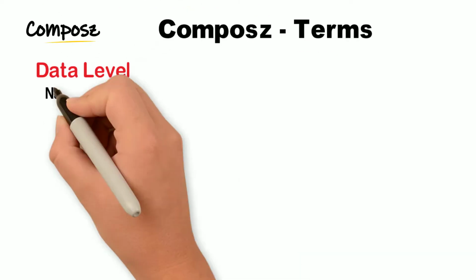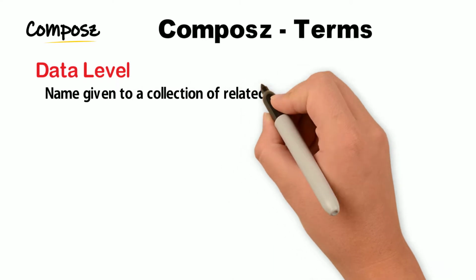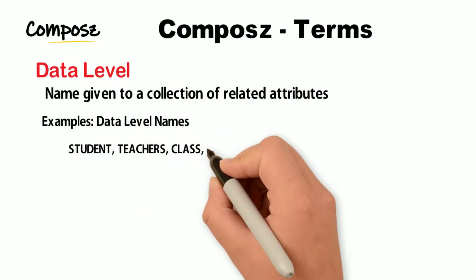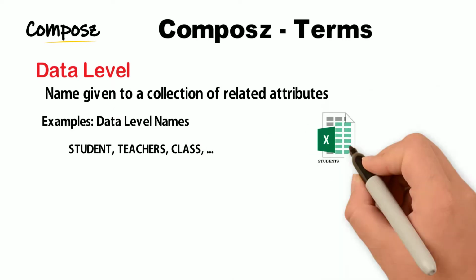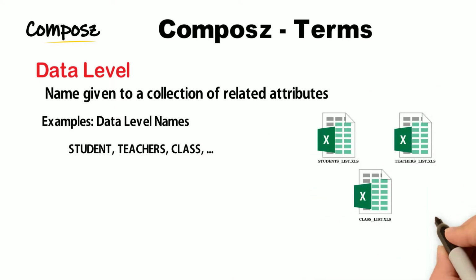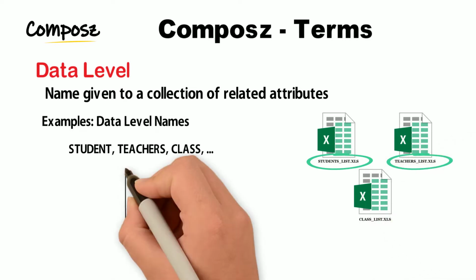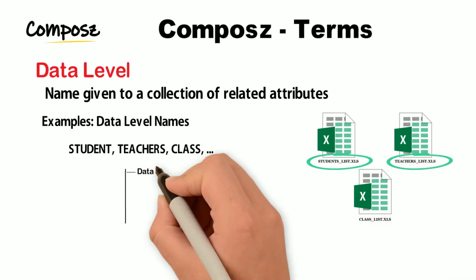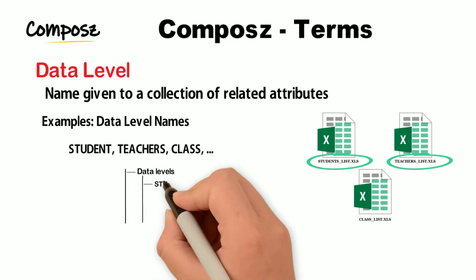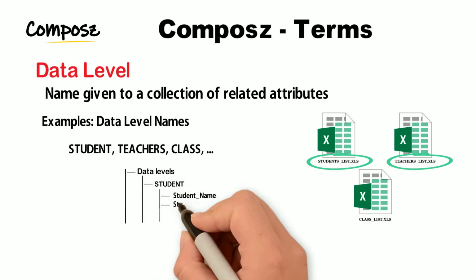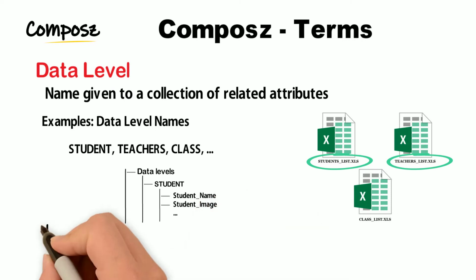Data level. A data level is a name given to a collection of related attributes. Some examples of data level names are student, teachers, class, etc. Data level names are equivalent to Excel files named students list XLS, teachers list XLS, etc. You define attributes for a data level. A student data level usually contains related attributes of students like student name, student image, etc.